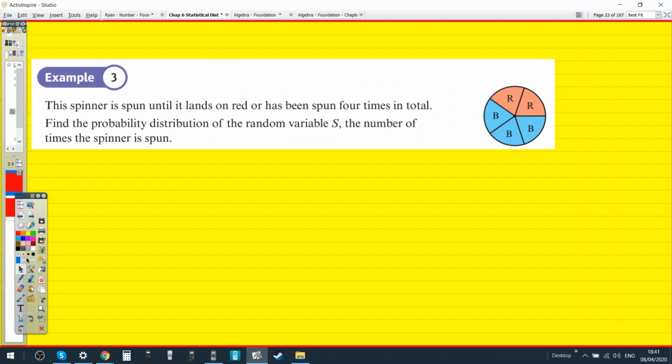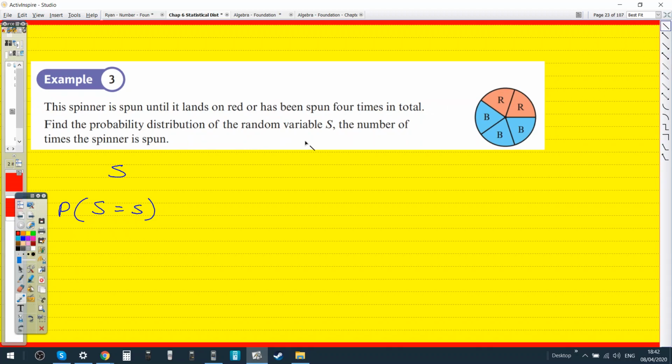How about this thing? Oh, find the probability distribution. Yeah. So do we write out what it could be? Mm-hmm.